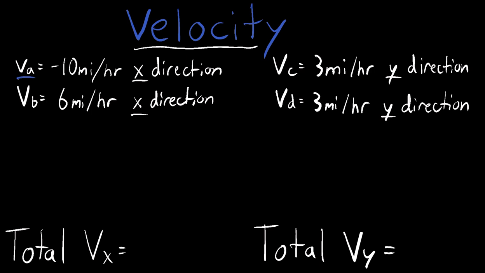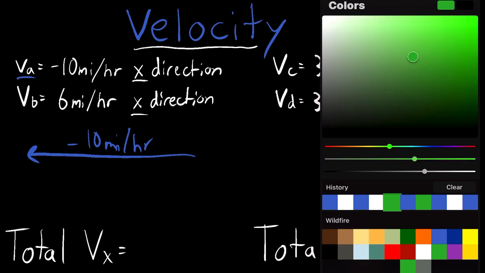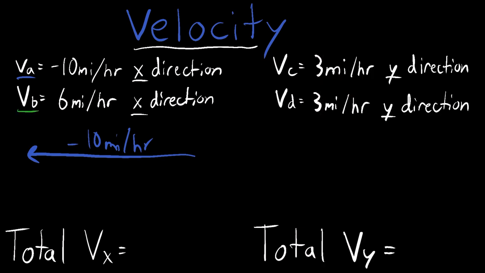So the first x is VA, and that is negative 10 miles per hour in the negative x direction. Now our second velocity in the x direction is our VB, and that is going to be 6 miles per hour in the positive x direction. So our total is just going to be the difference between those two, which is negative 4 miles per hour.